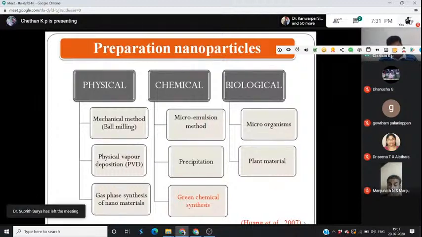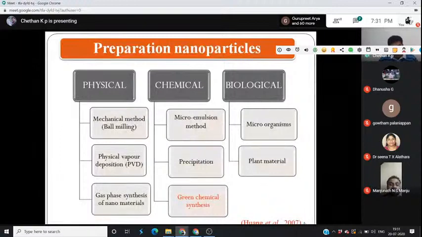Among the three, the safest and most environmentally friendly is the biological method, and the cheapest is the chemical method, but it will leave hazardous chemicals. So most people do not prefer the chemical method. Even the person involved in the synthesis of these nanoparticles may face chemical hazards. And the most commonly used is the physical method, mainly the ball milling method.